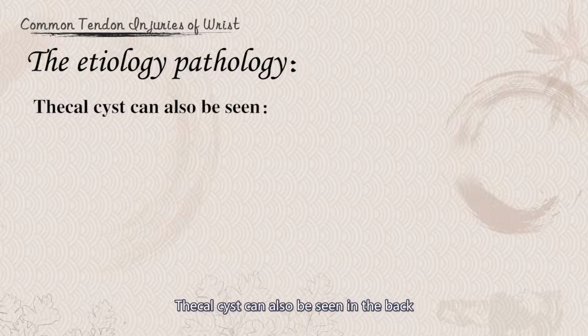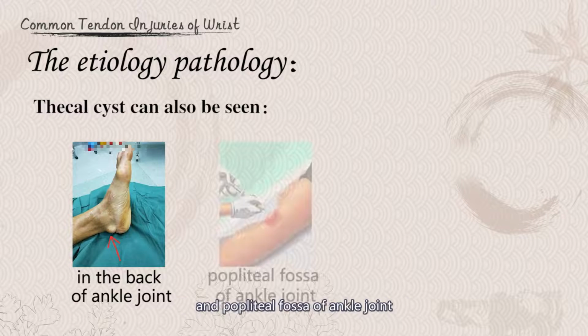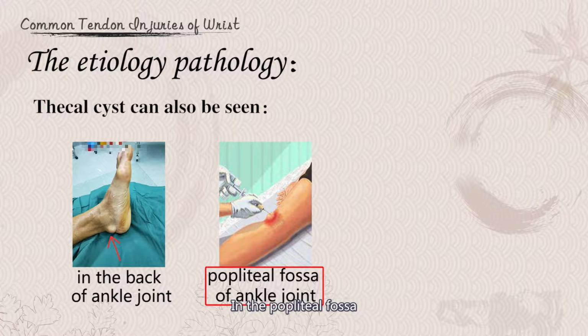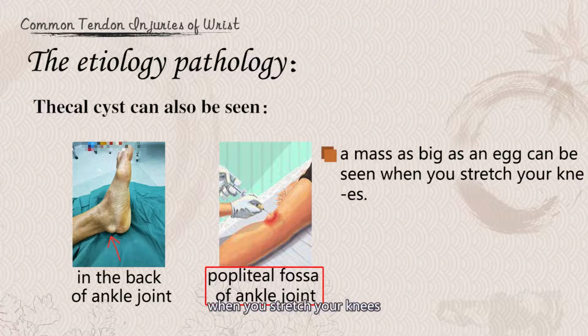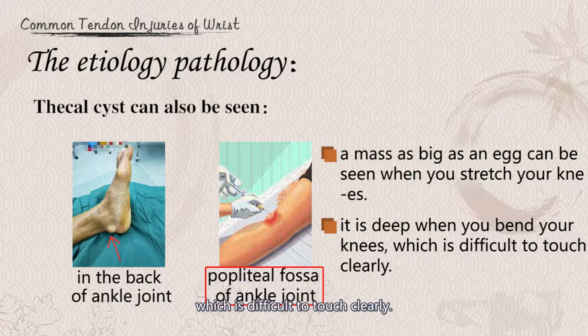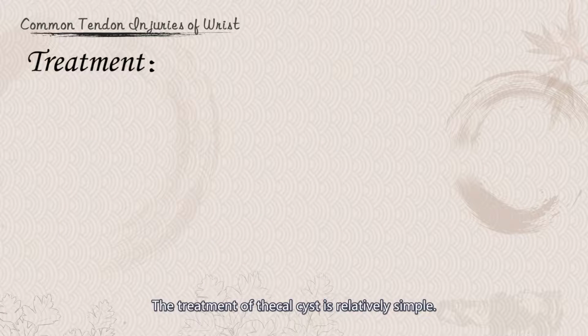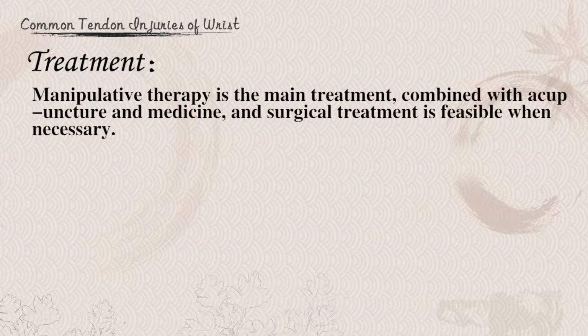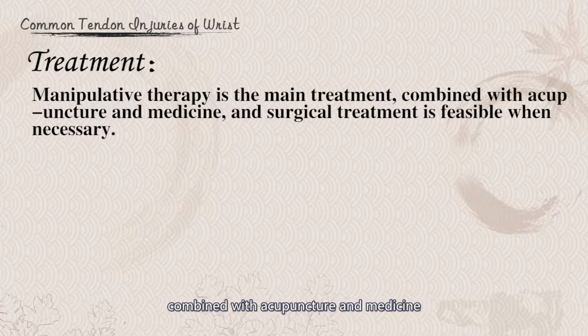Cysts can also be seen on the back of the foot and in the popliteal fossa of the knee joint. In the popliteal fossa, a mass as big as an egg can be seen when you stretch your knee, and it is deep when you bend your knee, which makes it difficult to touch clearly. The treatment of cyst is relatively simple. Manipulative therapy is the main treatment, combined with acupuncture and medicine, and surgical treatment is feasible when necessary.